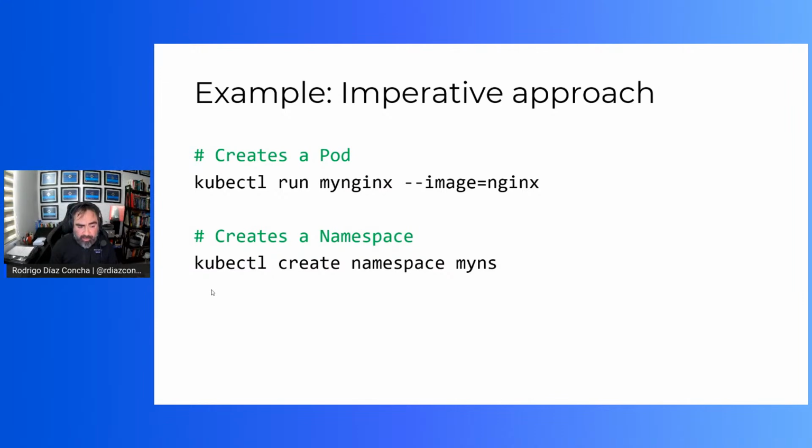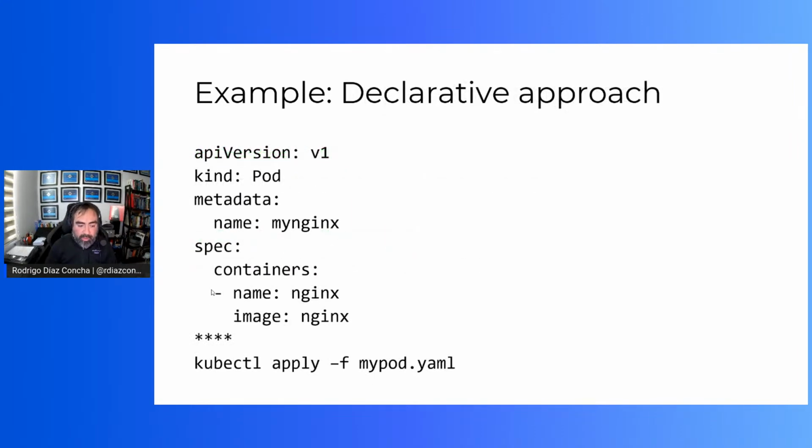And here's another example of creating a namespace. I'm gonna talk about namespaces in the following sessions. So as you can see, I'm using kubectl again. This time it's using the create command for creating this namespace.